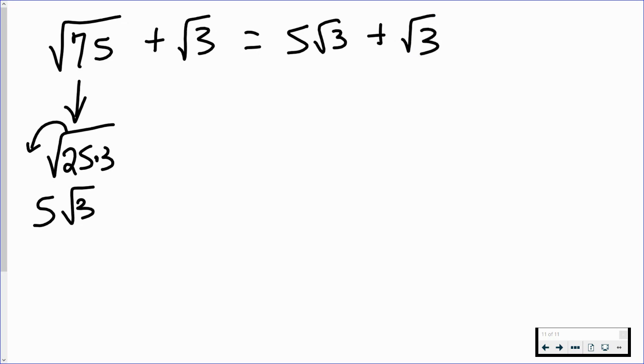We simplified that square root of 75. So notice if we do that, 5 square roots of 3 plus, think of this again as 1 square root of 3. 5 plus 1 gives us 6 square roots of 3. Your radical is going to stay there when you're adding and subtracting. It's not going to get rid of it like it does sometimes when we are multiplying.